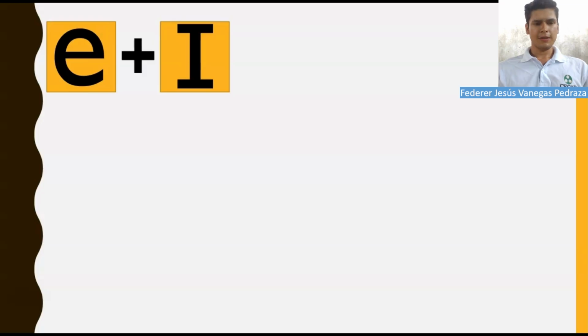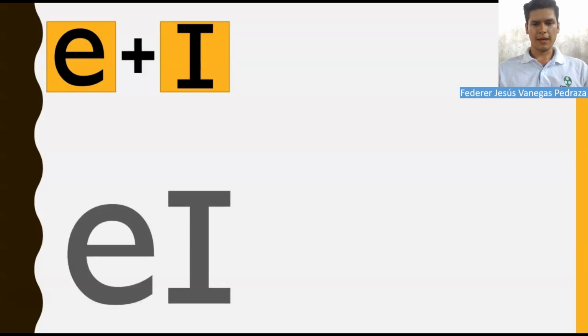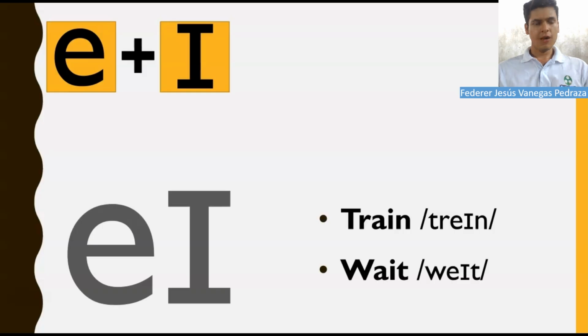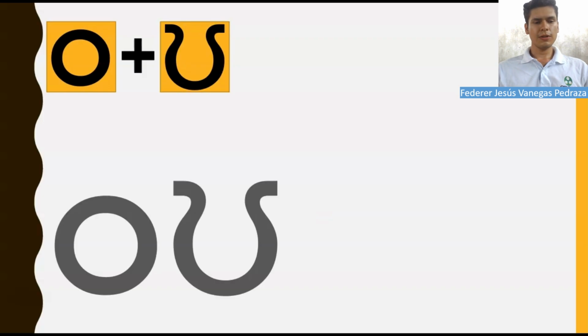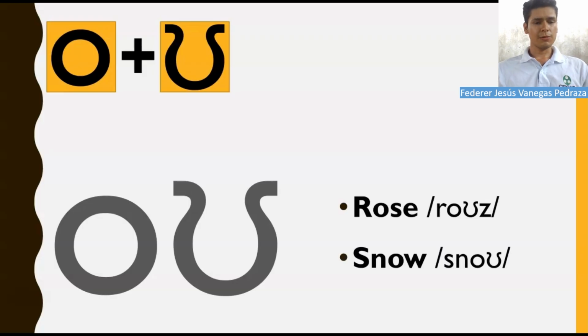The first one. If you start with the sound E and glide to the sound I, you get the diphthong A. You can find it in train and wait. If you start with the sound O and glide to the sound U, you get the diphthong O. Some examples are rose and snow.